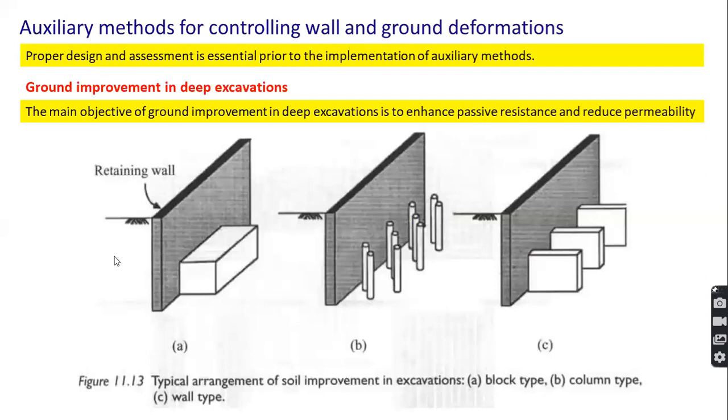Then there are some very expensive auxiliary methods for controlling wall and ground deformations. Ground improvement in the deep excavation, creating a very stiff block type region or a column type region below the excavation level, or the wall type stiffening. Okay, ground improvement also can be considered, but these are very expensive, and we have to do proper design for this kind of auxiliary methods.